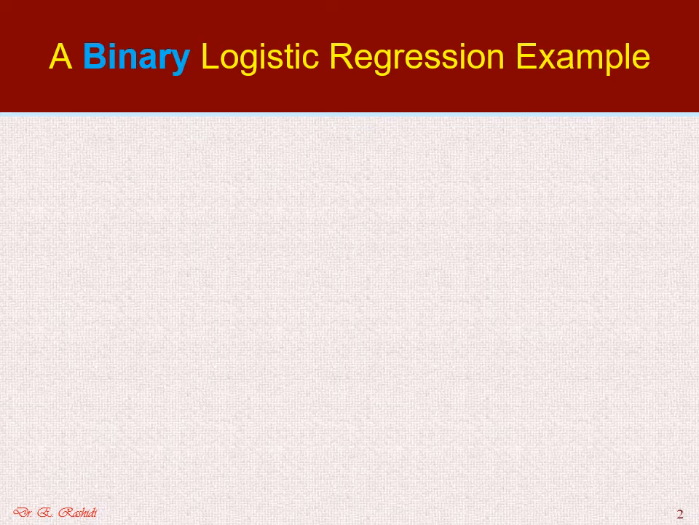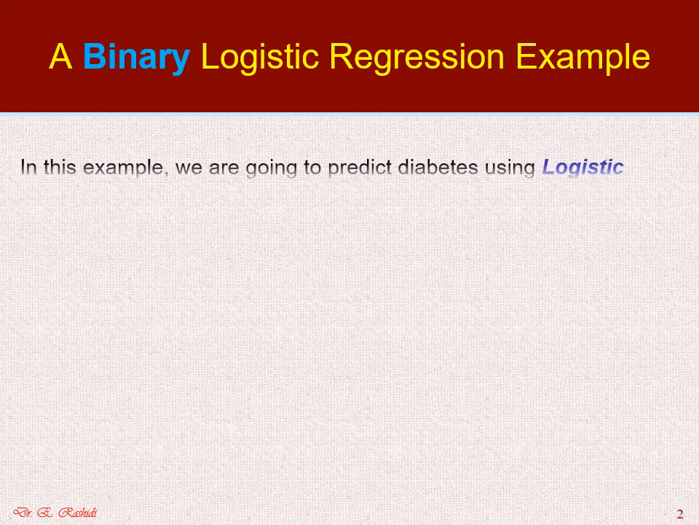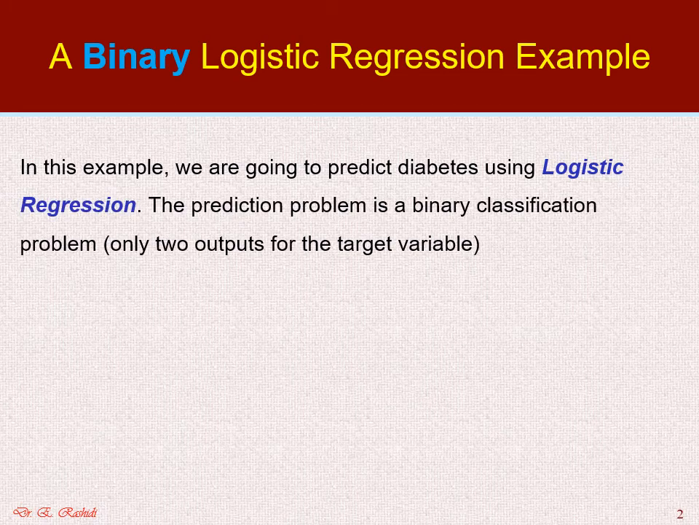A binary logistic regression example. In this example, we're going to predict diabetes using logistic regression. The prediction problem is a binary classification problem. That means that you only have two outputs for the target variable, whether the patient has diabetes or not. So it's positive or negative, 1 or 0. That's why we call it binary.